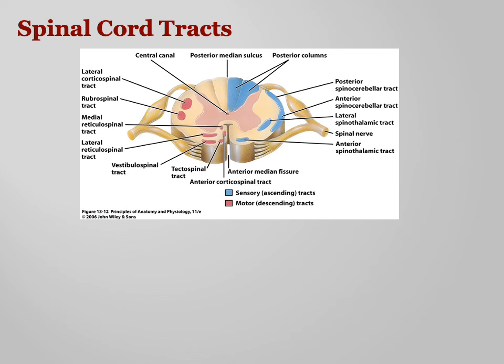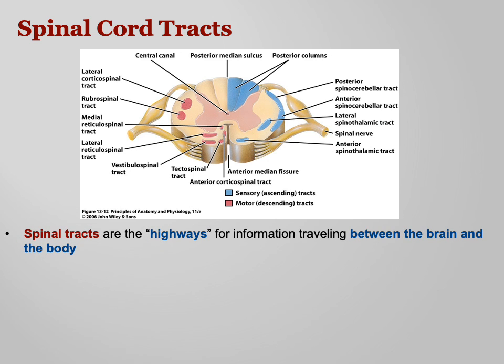Now, in the same way that nerves are bundles of axons that are out in the body, right, going out to your arms and your legs and so on, there are also bundles of axons that flow up and down inside the spinal cord itself. We call these, instead of nerves, tracts. If they're inside the spinal cord, they're tracts. If they're outside of the spinal cord, they're nerves. But they're both bundles of axons, okay? So spinal tracts are the highways for information traveling between the brain and the body.